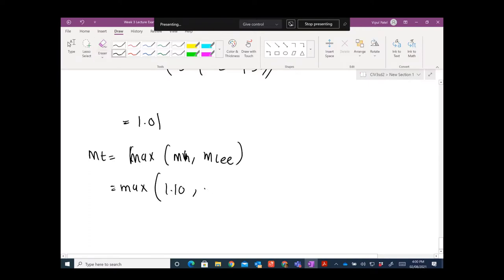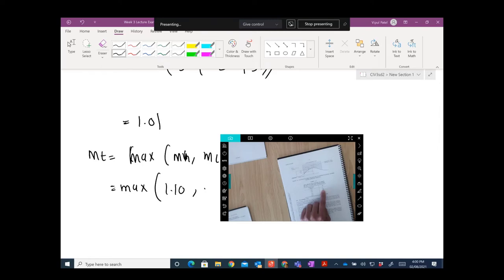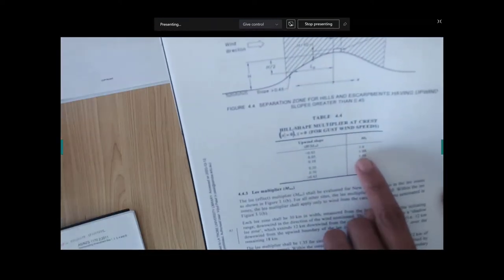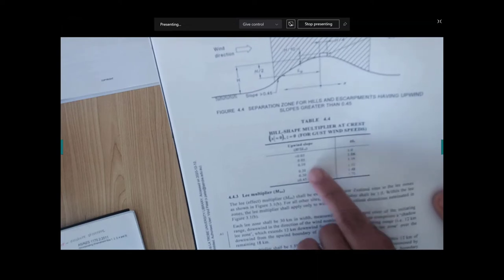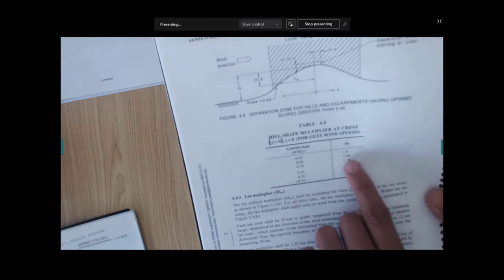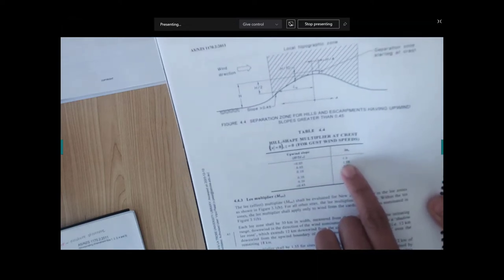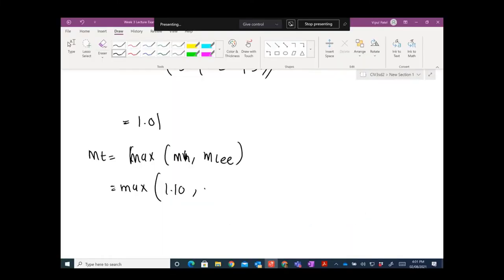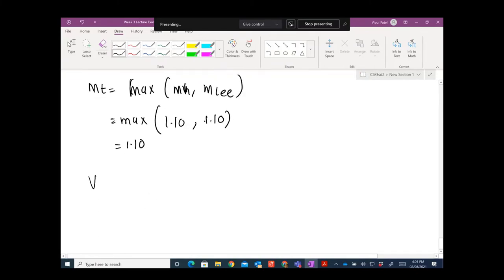And MLE would be probably less than that one, because if you see it here, if you just do the interpolation for 0.07, you will have almost 1.10. There is not a big difference that you can recognize, so it's almost there. So 1.10. Now I think we have everything.